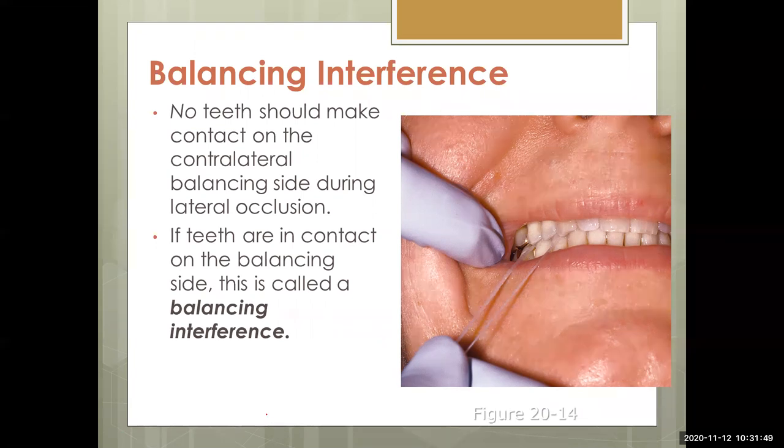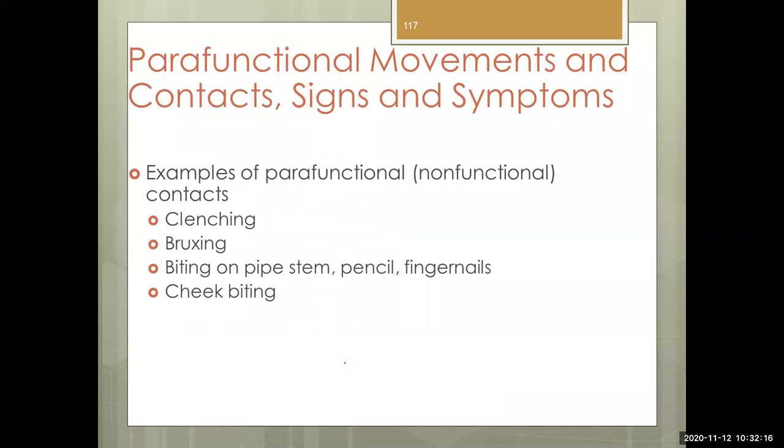Now, we really don't do this in normal practice unless there is a TMJ component to what we're trying to investigate. The dentist usually does this, but no teeth should make contact on the contralateral balancing side. Now, remember, the balancing side is the other side where the jaw has moved from. If they contact, okay, if you can't pull the floss through, that's balancing interference. So there's bite issues.